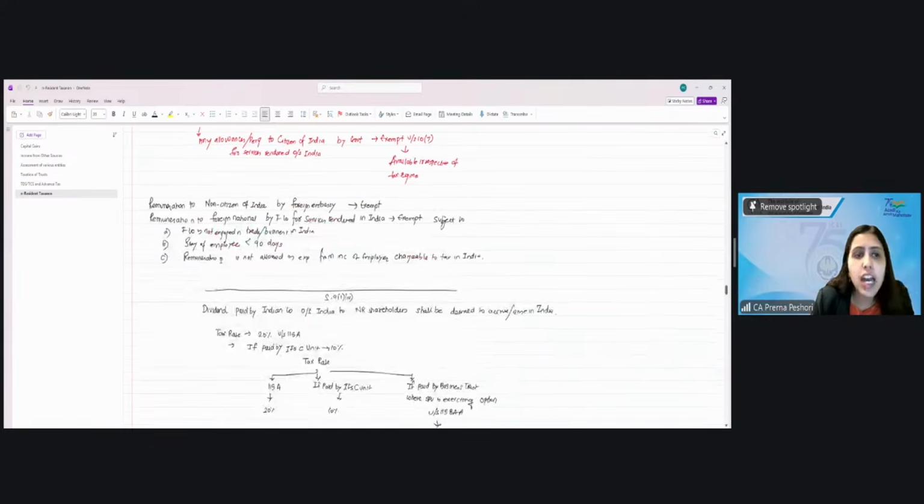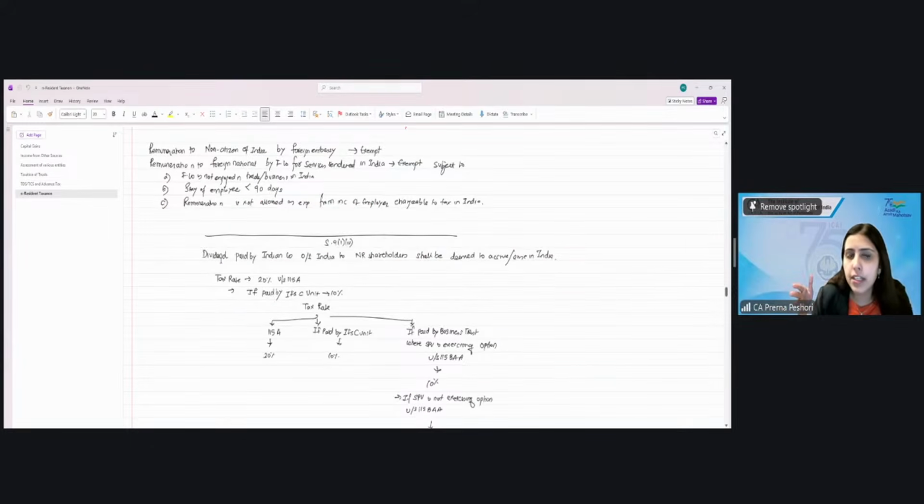Okay. Then we have 9(1)(iv), dividend paid by an Indian company. Even if it is paid outside India, it shall be deemed to accrue or arise in India. What is the tax rate for the dividend? Yes, dividend is chargeable to tax under section 115A at the rate of 20%. Dividend is going to be taxed under 115A.